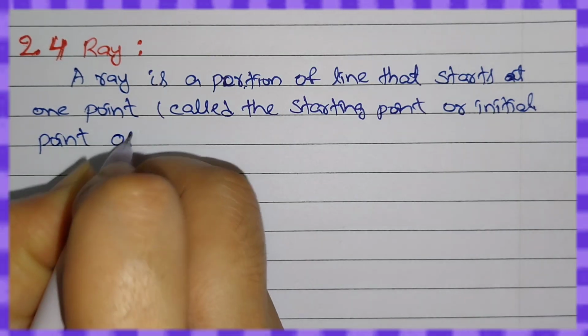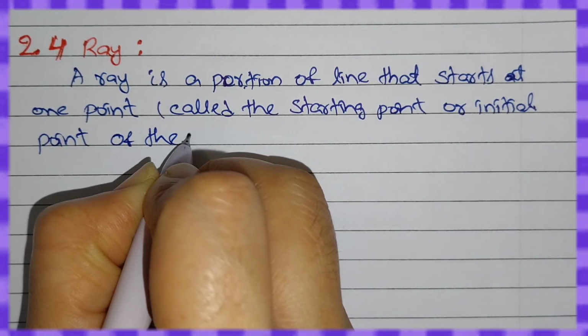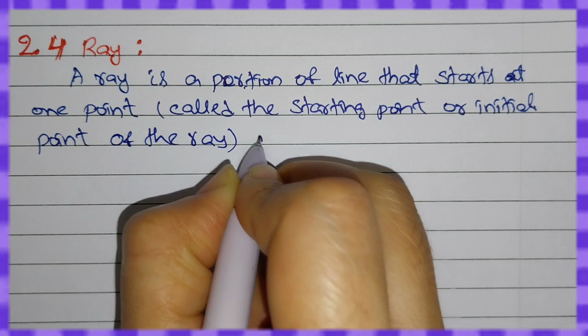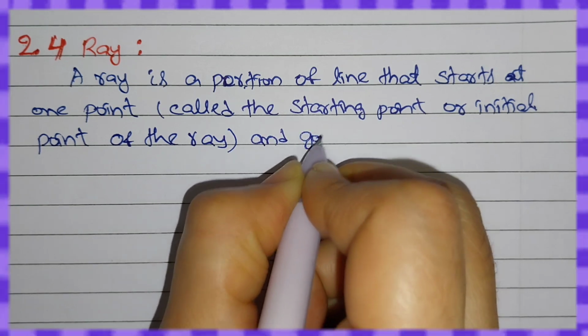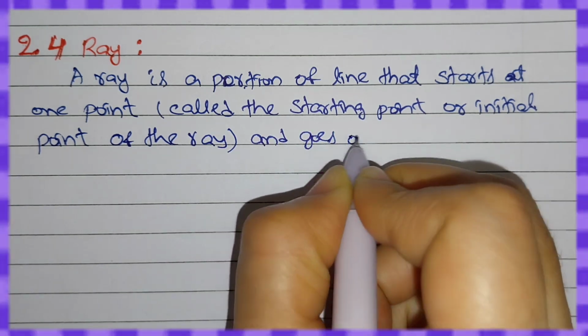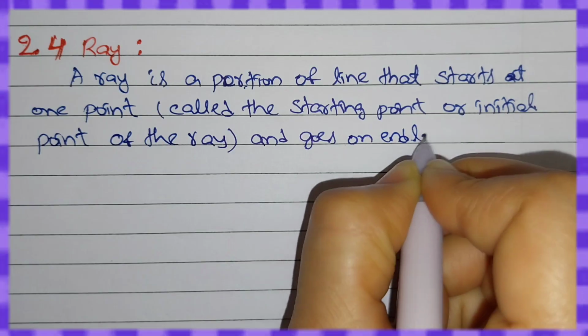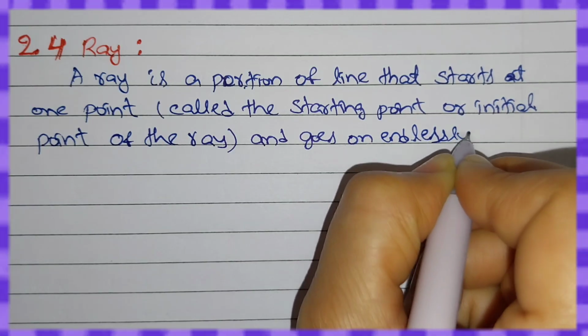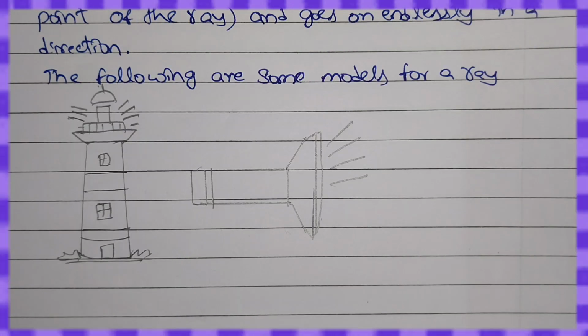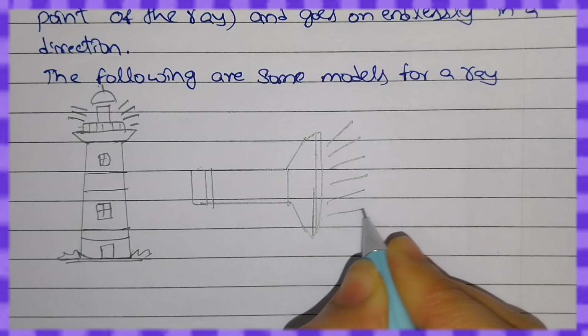Now the next topic is 2.4 Ray. A ray is a portion of a line that starts at one point, called the starting point or initial point of a ray, and goes on endlessly in one direction. The following are some models for a ray.